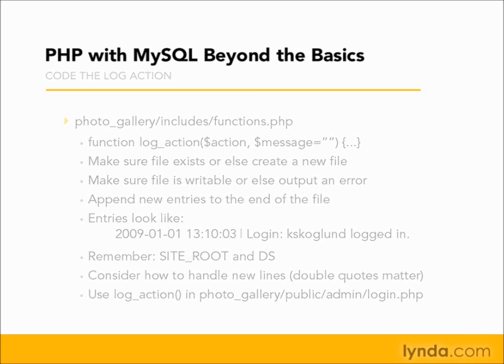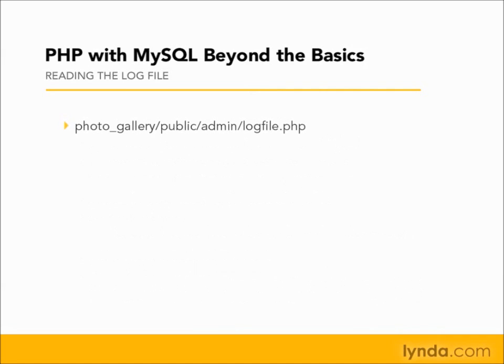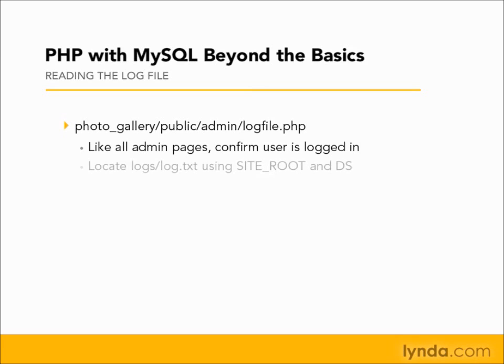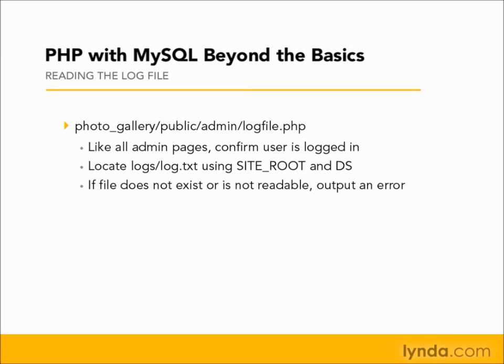So the next step in our exercise will be to read back in the log file from a PHP page. Just like all the other admin pages, we're going to first confirm that the user is logged in already, because this is not something that non-logged in people should be able to do. And we're going to then locate that log file, and we're going to make sure we use site root and DS, the directory separator again. We're going to check if the file exists or not, check if it's readable or not, and then if it's readable, read its contents in.